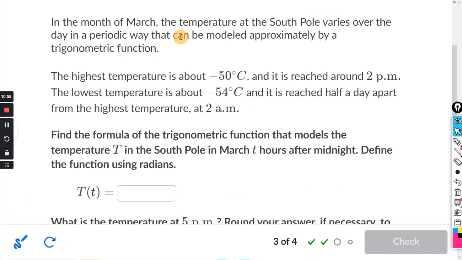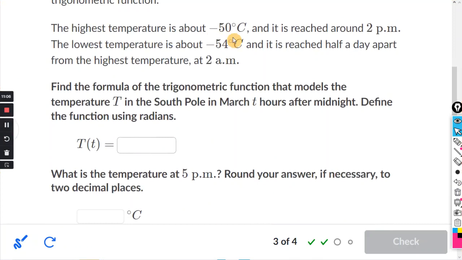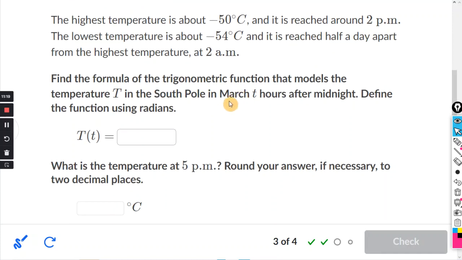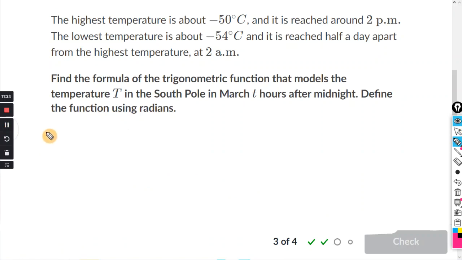In the month of March, the temp at the South Pole varies over the day in a periodic way that can be modeled by the trig function. Highest temperature, -50, reached at 2 p.m. Lowest temperature, -54, and is reached half a day apart from the highest at 2 a.m. Find the formula of the trig function that models the temperature in March T hours after midnight. Okay, T is in hours, and you start at midnight. And define the function in radians. All right, and then there's a follow-up question. We'll do that later. All right, we'll do a rough sketch as always.